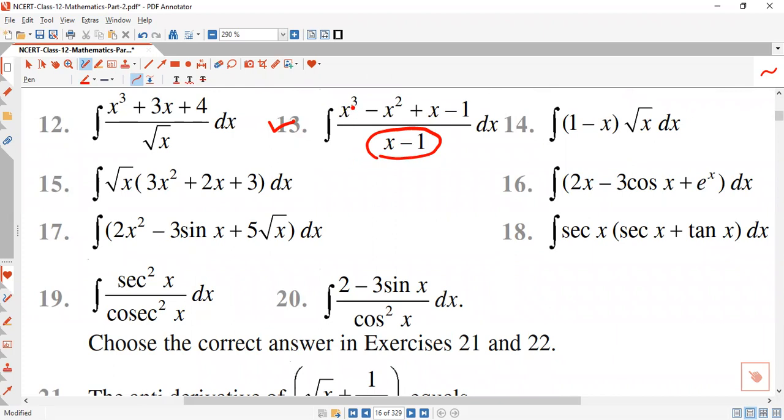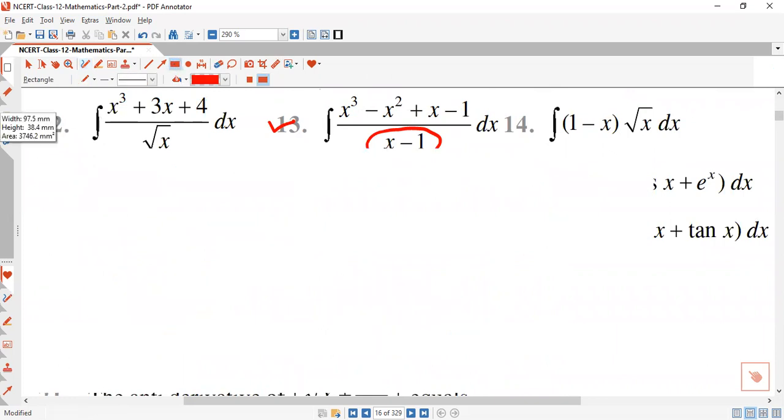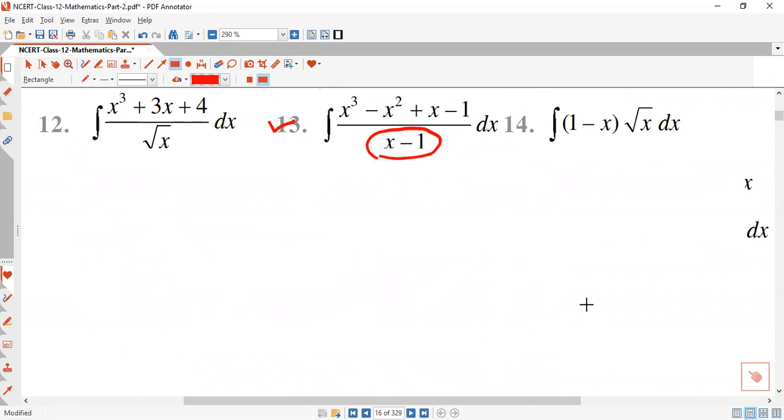In the numerator, this is a third order polynomial. I will factor this part, so this x minus 1 will be cancelled out. Let's see how we can do it. First of all, I will factor the numerator. How can we factor this part? Let's say x cube minus x square plus x minus 1.